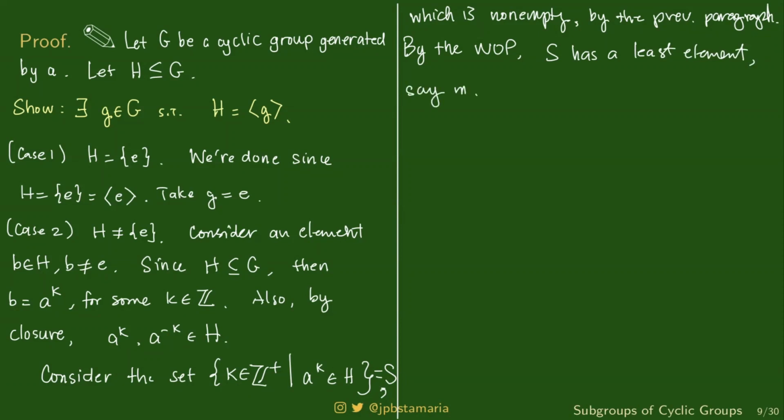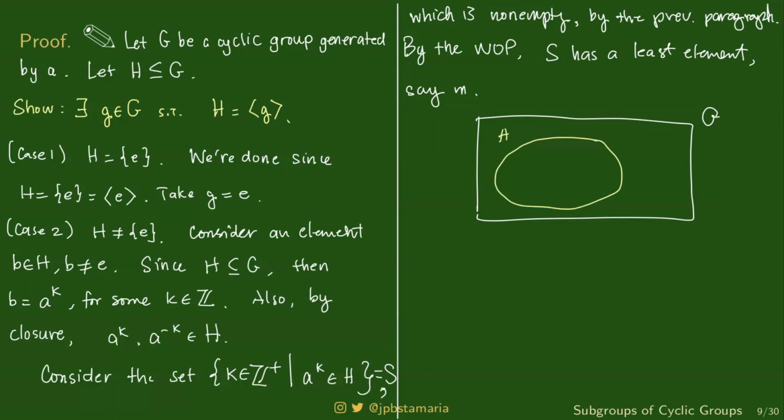How do you describe M? M is the smallest positive exponent so that A to the M is in H. Kasi remember, ito yung G, ang laman ng G mga powers ng A. Kung ito ay subgroup, ang laman ng H ay mga powers din ng A, pero posibleng hindi lahat. Yung exponent nung kauna-unahang positive power ng A na nakapasok sa H, yun yung M.